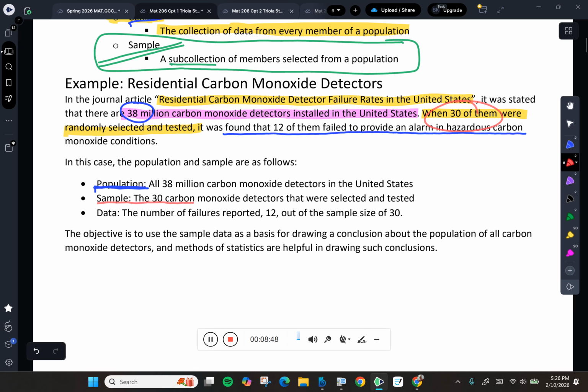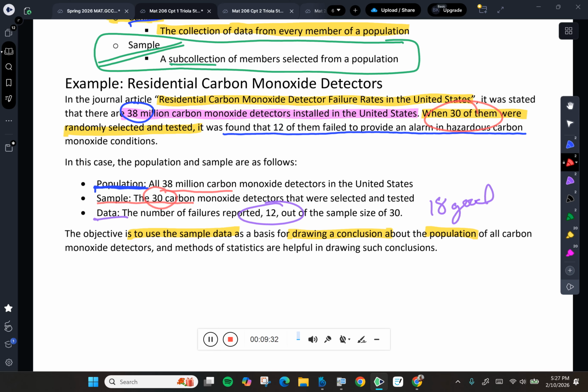And then the data that we collected was, do these things work or do they not work? So the data was 12 of them were bad, which means 18 were good. So we got a sample of 30. Our data is that 12 were bad, 18 were good, right? Now the goal here would be to use that sample data as a basis to draw a conclusion about the population. Right? Now I know what you're thinking, and it's what everyone thinks when they're first doing statistics. How can 30 be used to talk about 38 million?